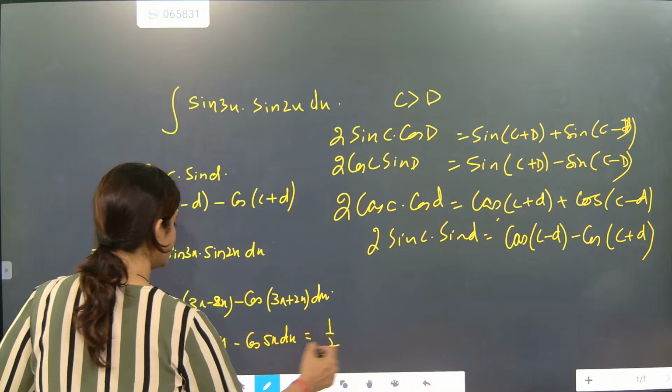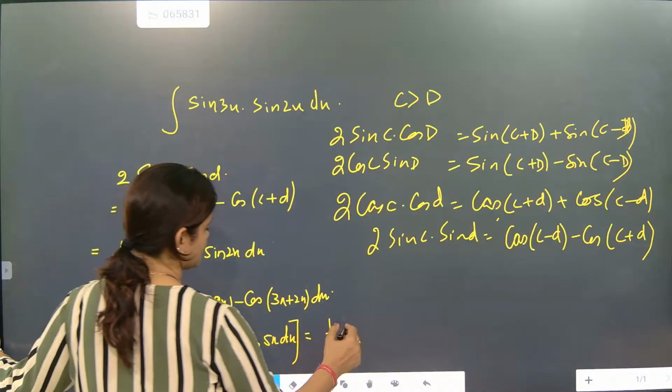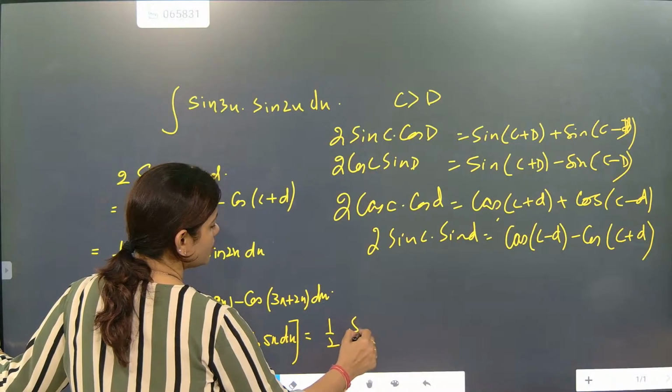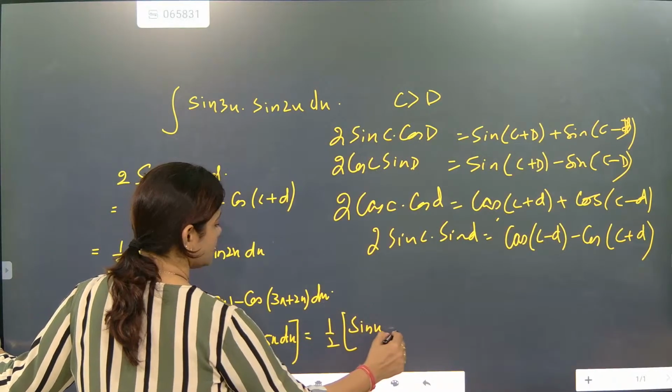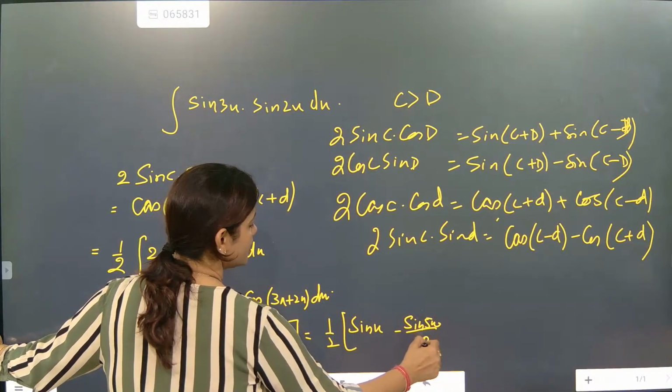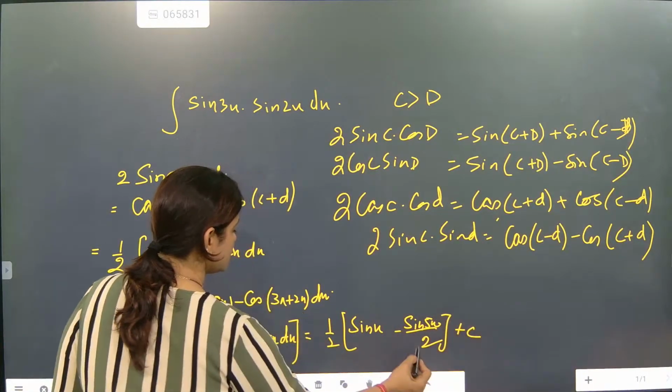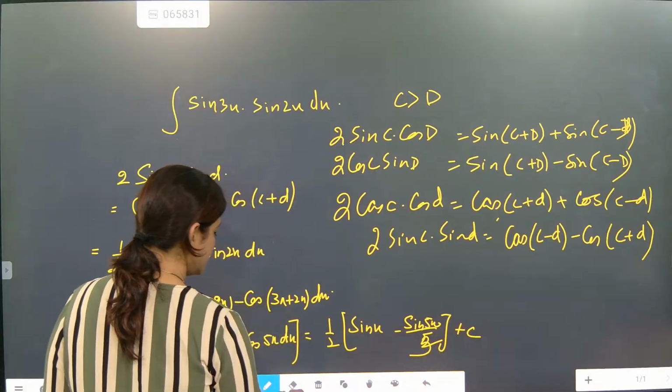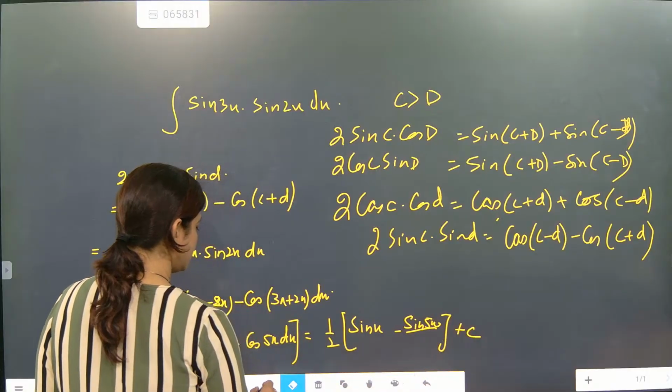So it is coming as half. It will become sin x minus sin 5x by 5.